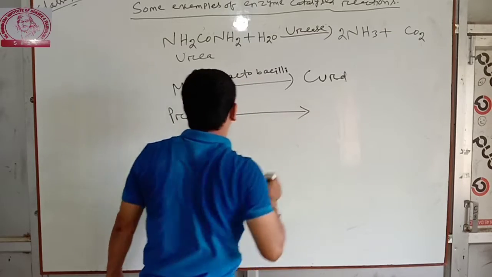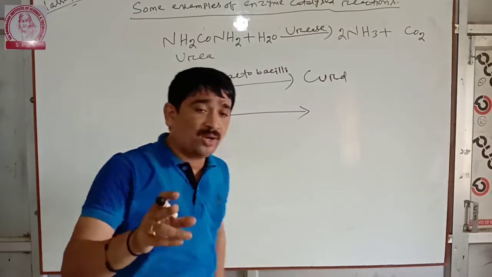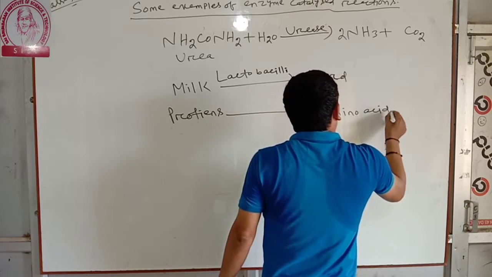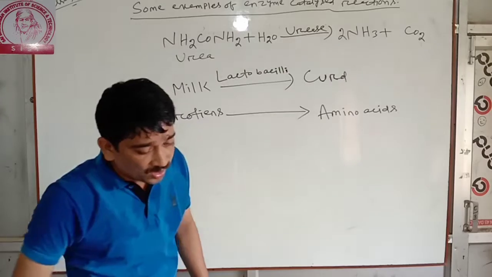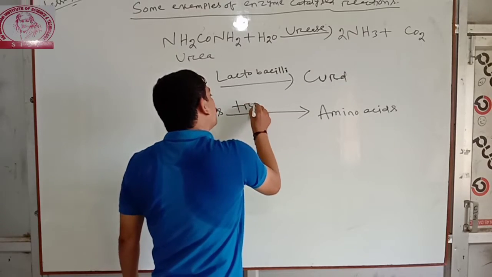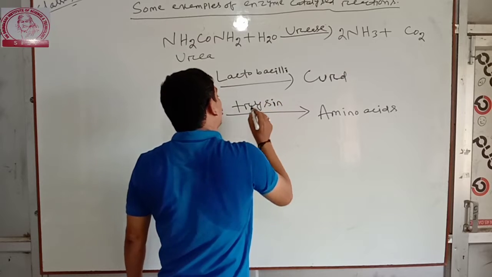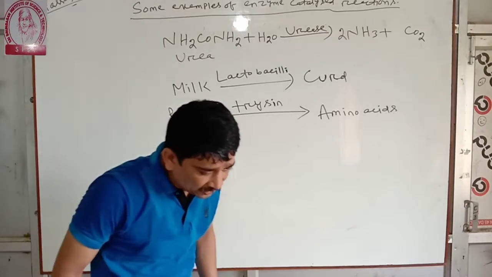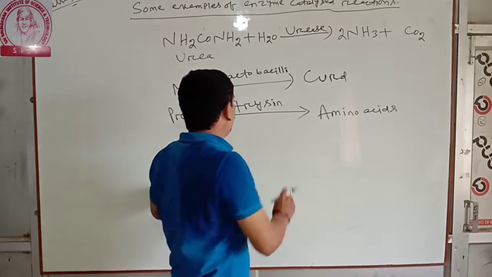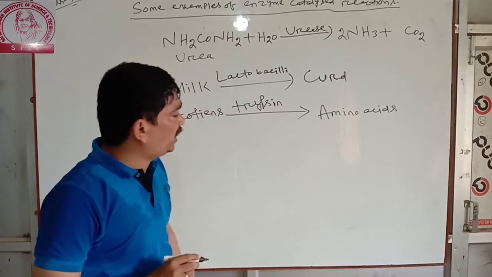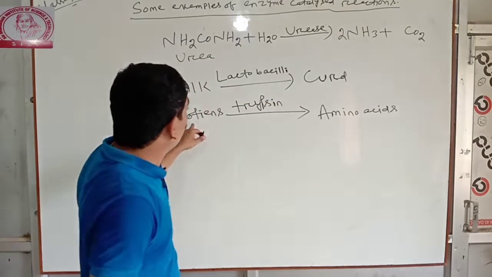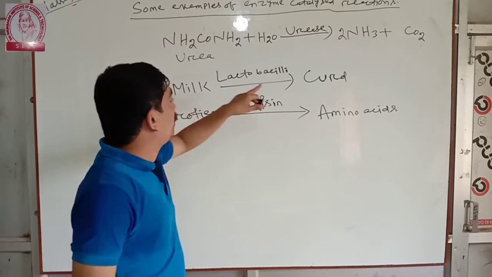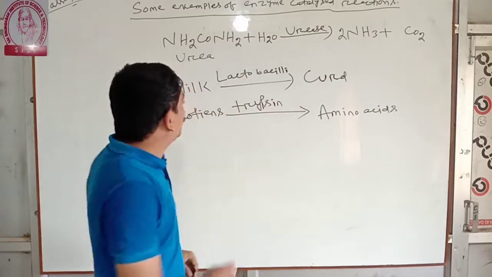Next, proteins converted to amino acids by trypsin, spelled TRYPSIN. Proteins converted to amino acids by trypsin. Milk converted to curd by lactobacilli, you will put only a one mark question.